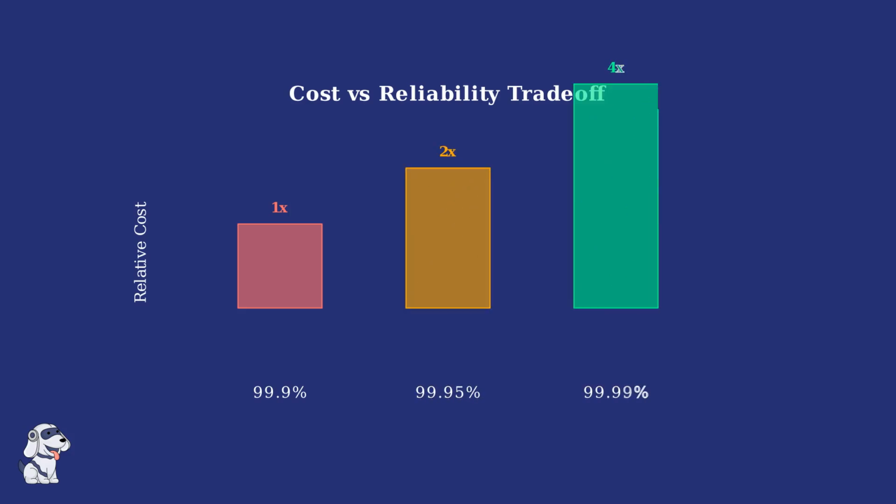Now here's the important part. Higher SLAs typically come with higher costs. You're paying for better infrastructure, redundancy, and guaranteed performance. This chart shows the typical cost relationship. Premium SLAs can cost several times more than basic ones. You need to balance your reliability requirements with your budget.